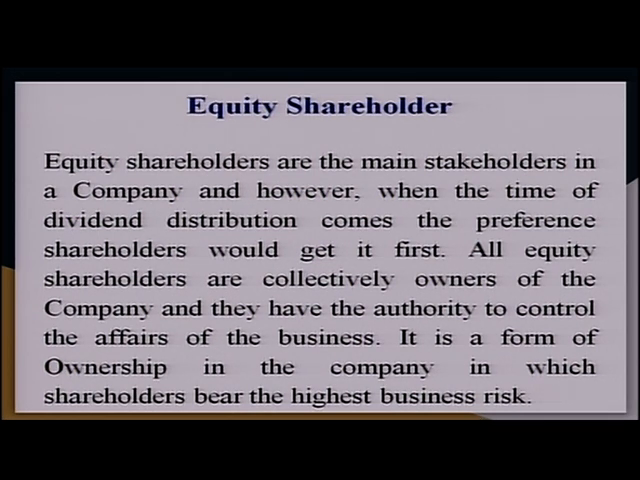Main, they are the actual and true owner of the company. Obviously, being owner of the company, you will not get anything from the company unless the outside liabilities are paid, and even preference shares are paid. So you are the main stakeholder, and ultimately you are getting all the benefits. You are enjoying all the rights in the company, and you will get the payment only at the end, after paying all the liabilities of the company.